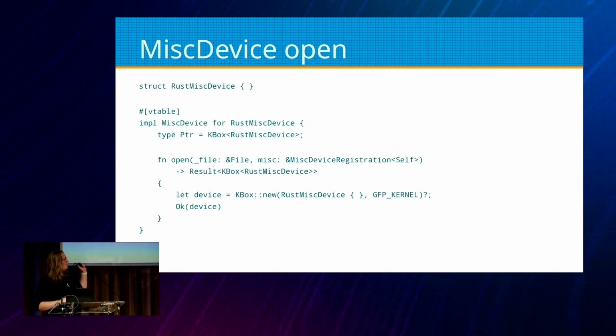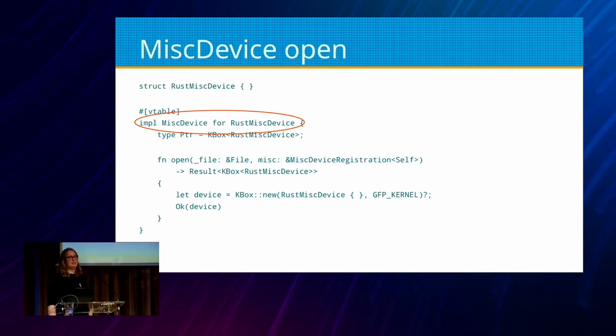So what I think is more interesting is to talk about this open file. So here we again have the same pattern. You implement misdevice for Rust misdevice. And so this is telling Rust that this struct here should be usable as a misdevice. And then this allows the kernel abstractions to interact with this struct and use it as a misdevice. And one of the required things is the open function. So you need to define what happens when you open it, and you need to provide an instance of this thing when you open.